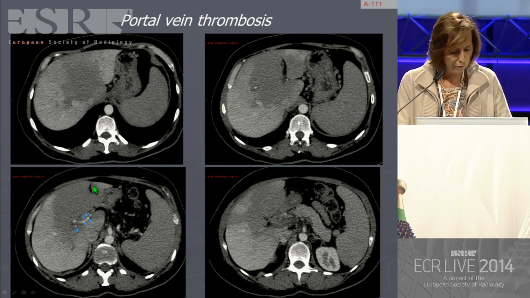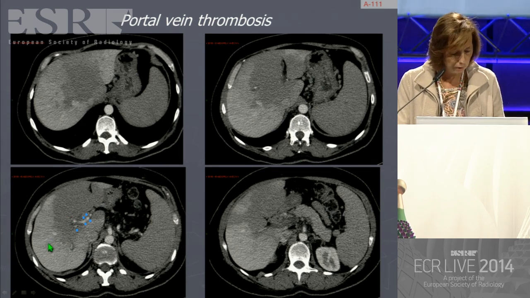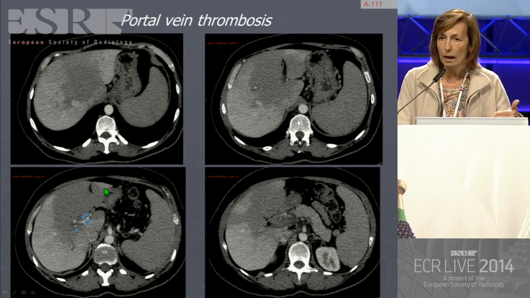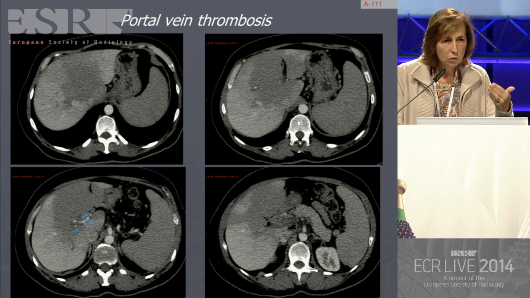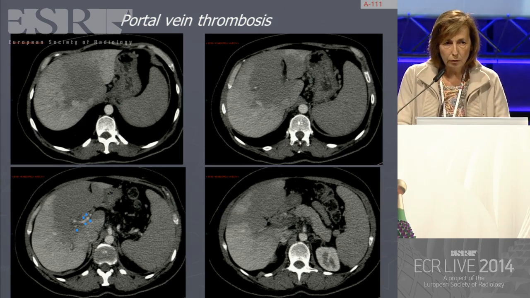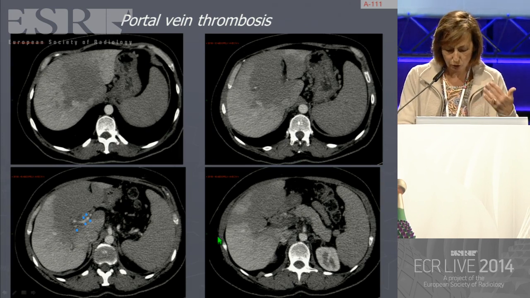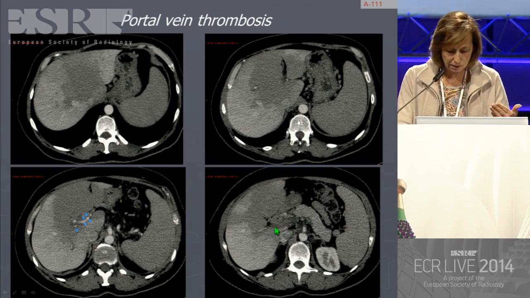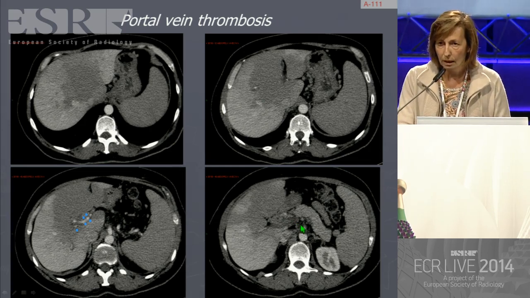So here we have a normal portal blood supply, which is provided by the portal cavernoma, and consequently, in the peripheral part of the liver, we have the increased arterial inflow. So as soon as you see usually an increased arterial inflow in the liver, 90% of the cases will be related to portal venous disorders. And indeed, in this case, you don't see any enhancement of the portal vein itself.